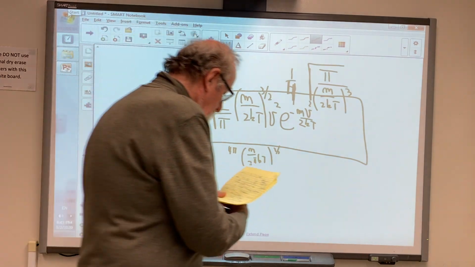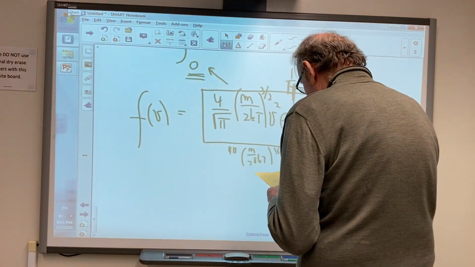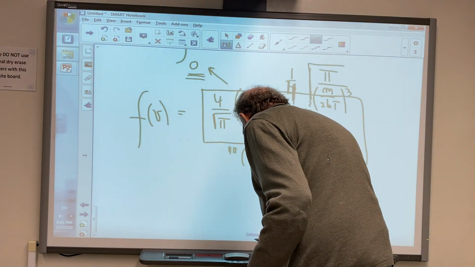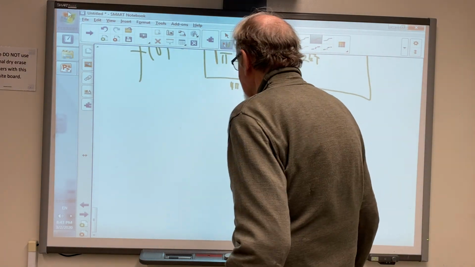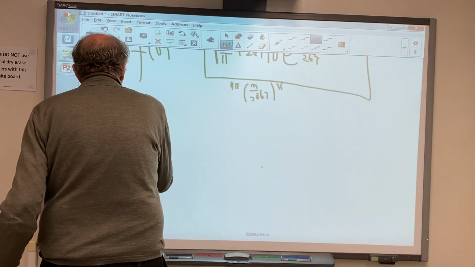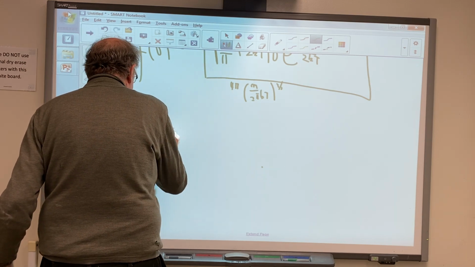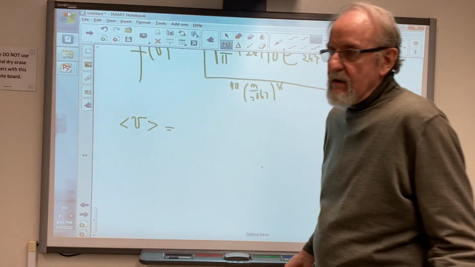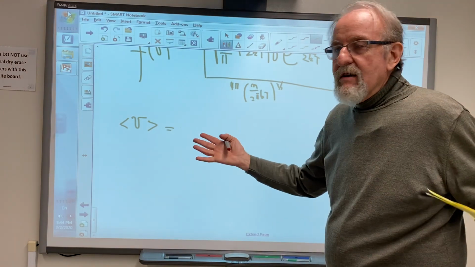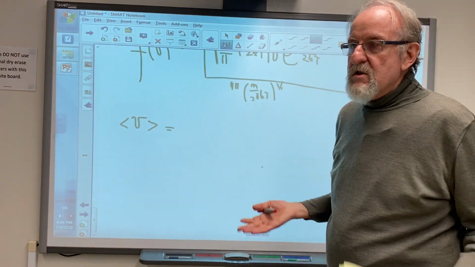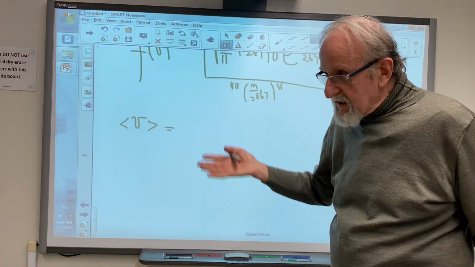But we want to explore a few characteristics. So the first one, we want to know what is the average speed of a molecule. That's of great interest. I mean, if nothing else, you are curious about what is the average speed of a molecule in this room. Do you have any idea, by the way?